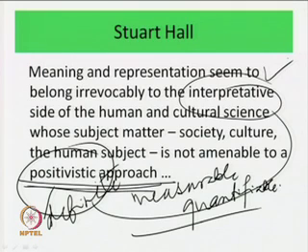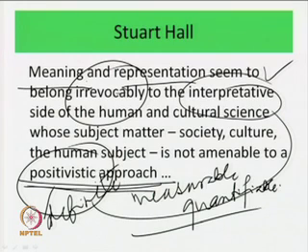On the other hand, when you look at interpretive, this is the point that he is making, meaning and representation. So look at the word irrevocably. They are irrevocable in the sense that once you understand it, you cannot revoke it, you cannot take away that very quality that is there. Meaning and representation seem to belong irrevocably to the interpretative side of the human and cultural sciences. There are many interpretations to phenomena.